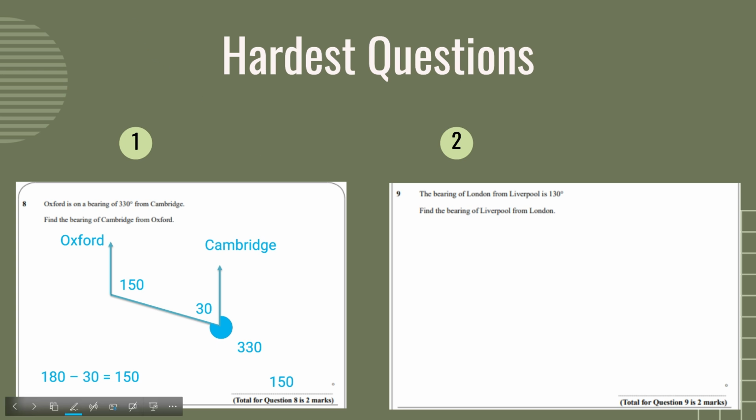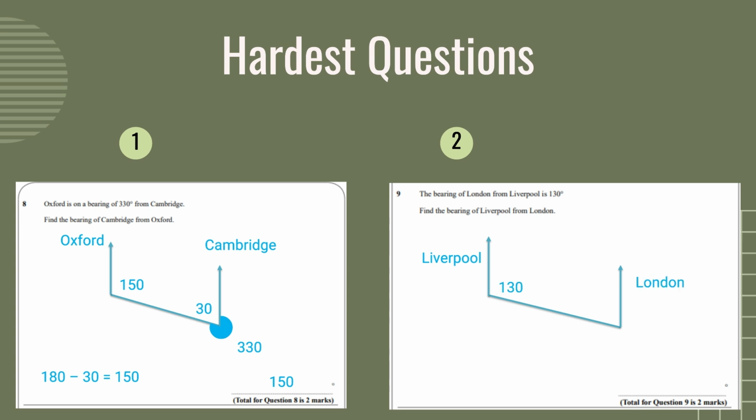In our second question, it says the bearing of London from Liverpool is 130 degrees. Find the bearing of Liverpool from London. Now, as I stated before, Liverpool is above London, and in the question it says Liverpool is 130, meaning we are pointing down, meaning London's got to be below anyway. So we'll label that Liverpool, label that London, label the angle here as 130 as we're going down.